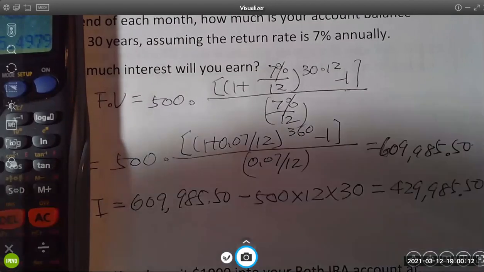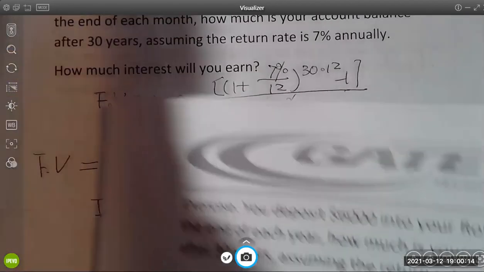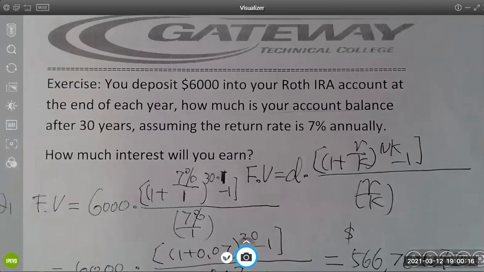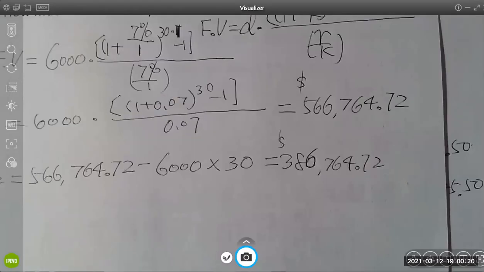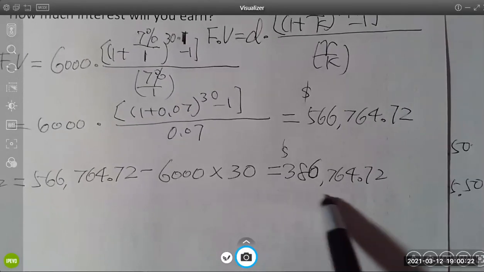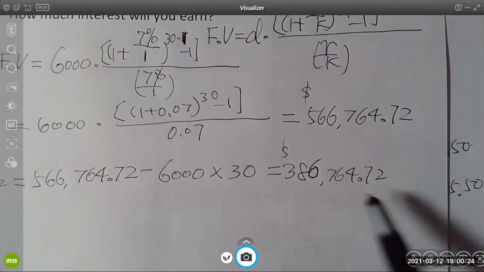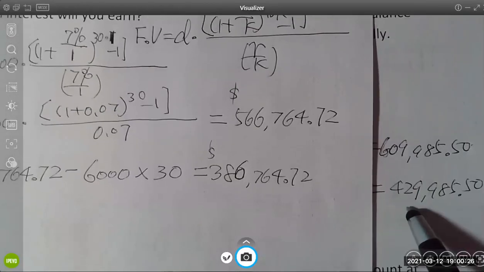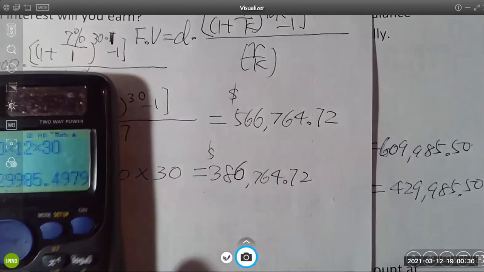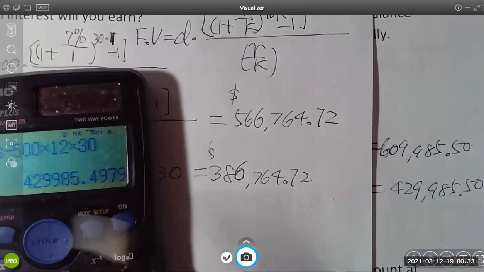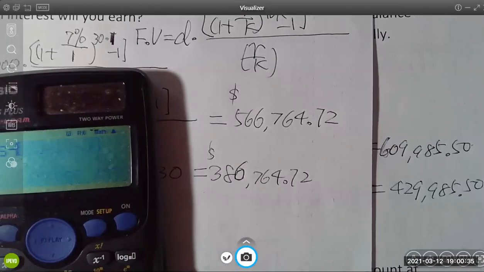Now let's do a quick comparison. This is the previous page, the exact same problem. We just deposit 6,000 at the end of each year, and the total amount of interest after 30 years is 386K, and this number. Our new interest is this number. I'm going to do a quick subtraction to see the difference. So this is our current interest, depositing monthly. Subtract 386,764.72.